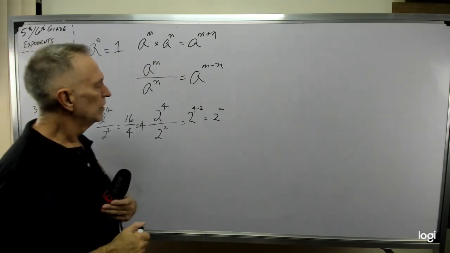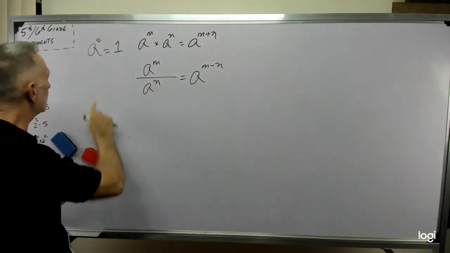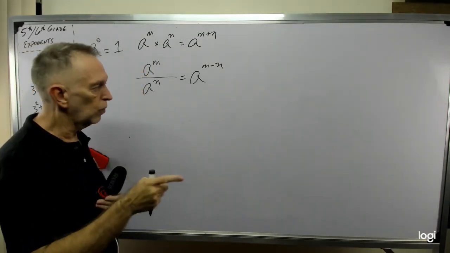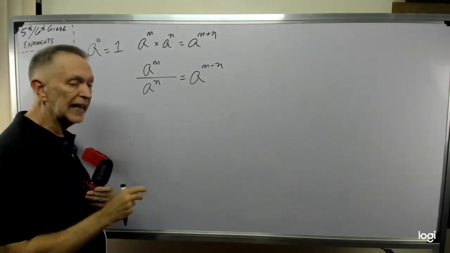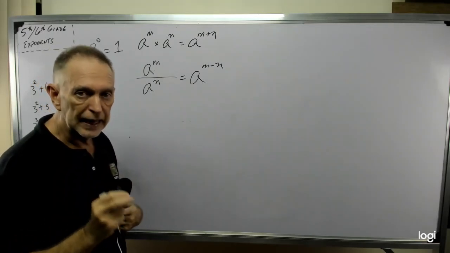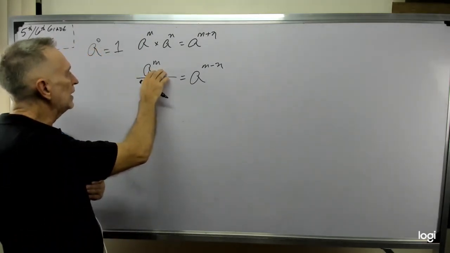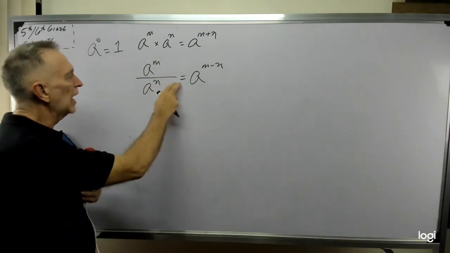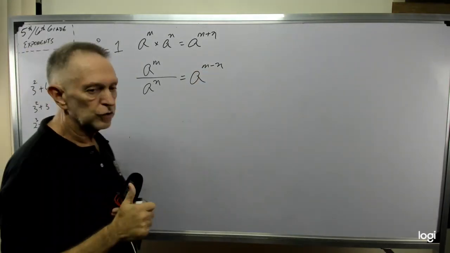Okay. Know the rules. Know those 3 rules. A to the 0. Any number raised to the 0 is 1. A to the m times a to the n is a to the m plus n. And then if you have a to the m divided by a to the n, it's a to the m minus n. Those are your 3 rules.